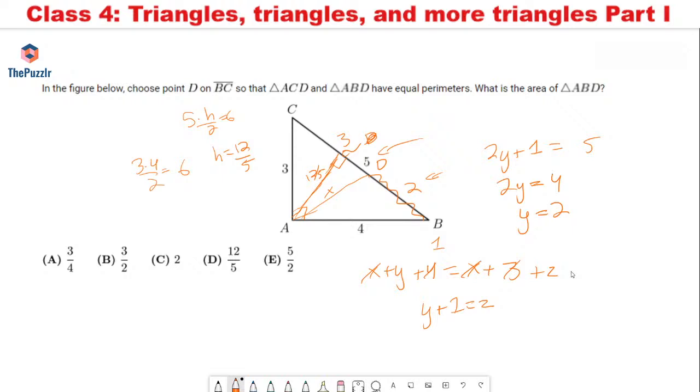And we'll learn about this next week, but when the height is the same and only the bases are different, then the ratio of the area of the triangles, that's just the ratio of their bases. So if the base is the same, we have 2 over 5 of the total area of the triangle, which I believe is 3 times 4 divided by 2, which is 6. This gives us 12 over 5 for this. And our answer is D.